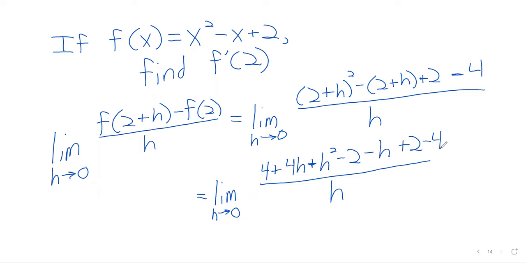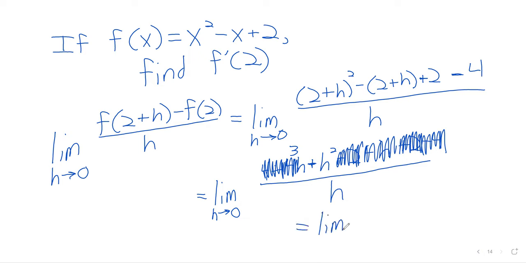And now, rather than copy down step by step, I'm going to start scribbling stuff out. We've got a plus 2 and we've got a minus 2. And that cancels. And we have a plus 4 and we have a minus 4. And that cancels. And we have a 4h and we have a negative h. And that doesn't totally cancel, but it does turn the 4h to 3h.